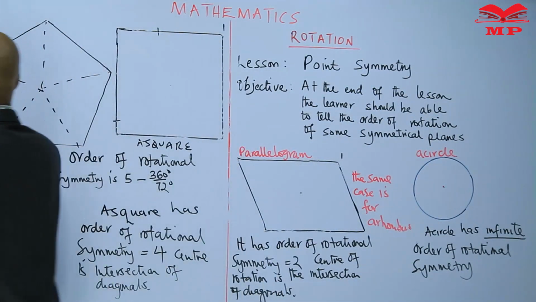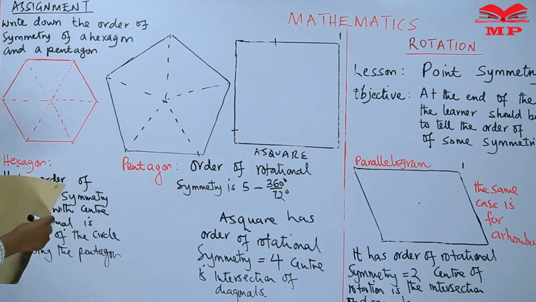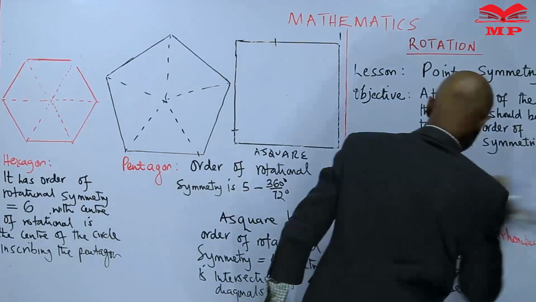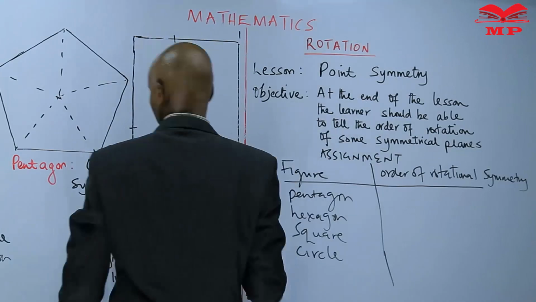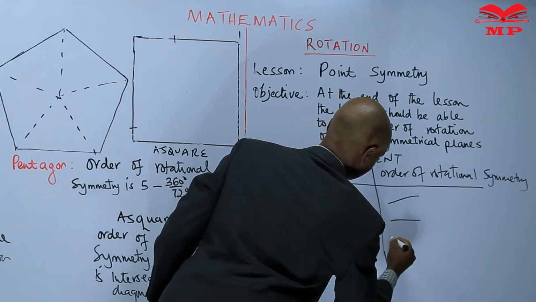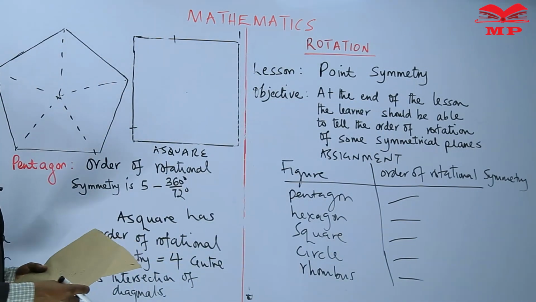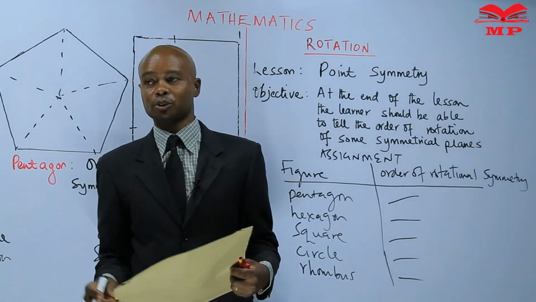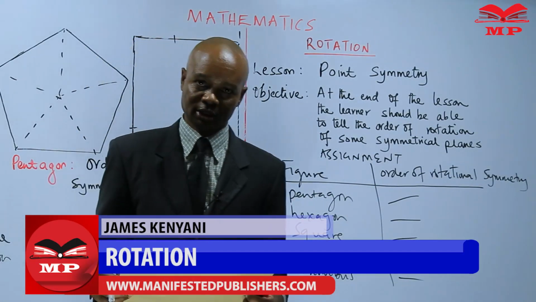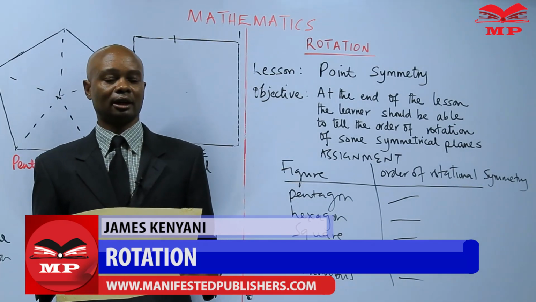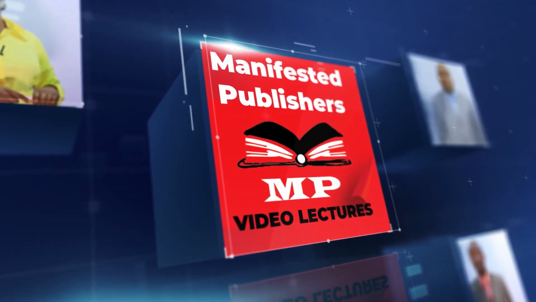So for the assignment, you write down for those the order of rotational symmetry. So at that end, as we end the topic, I hope you've gone through what we demonstrated and it will be easy for you to deduce that. So thank you for your audience in this lesson, and let's meet in the next lesson. Bye.